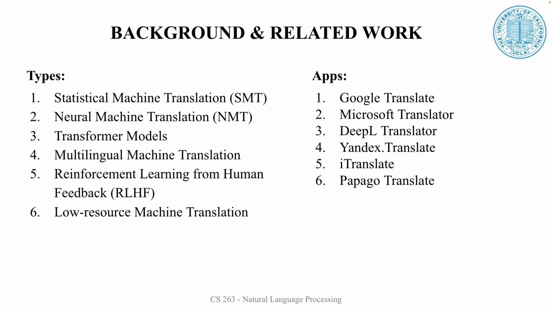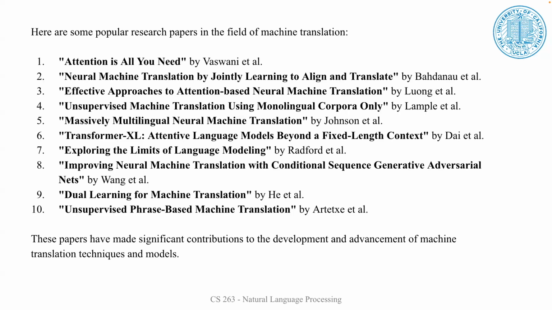So this is the list of apps that do machine translation right now, which are out there in the market. The popular ones are Google Translate and Microsoft Translator. These are all the research papers that we grazed over before creating this project. You can pause this video to get a better sense of the research papers that we went through.